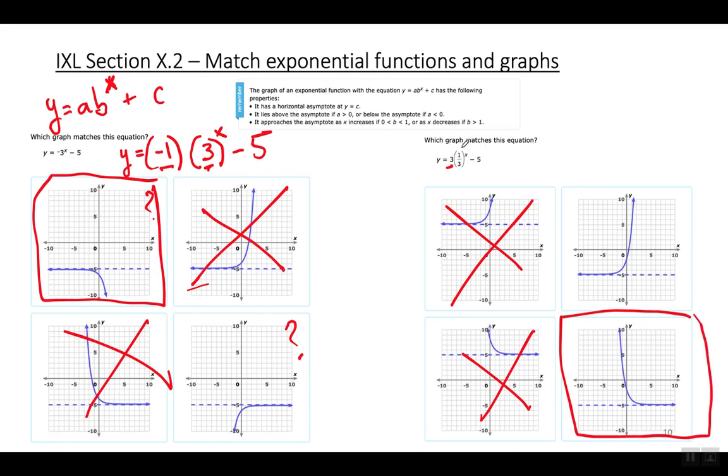B es un número entre 0 y 1, así que de izquierda a derecha la línea se tiene que estar acercándose al asymptote. All right, guys, all these examples on this IXL are like this.